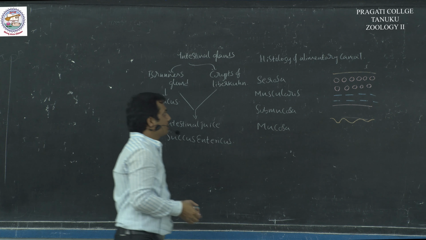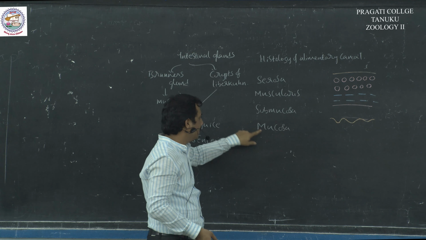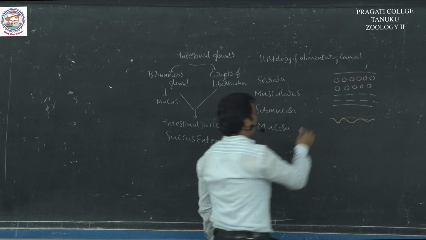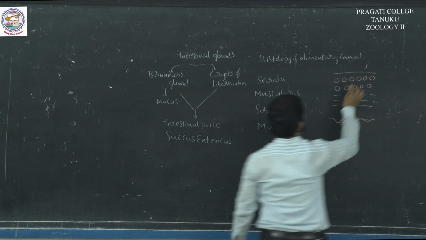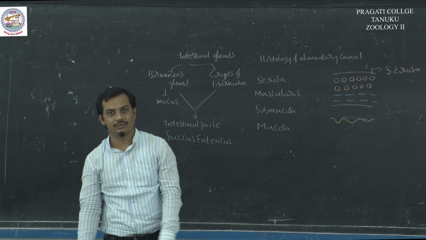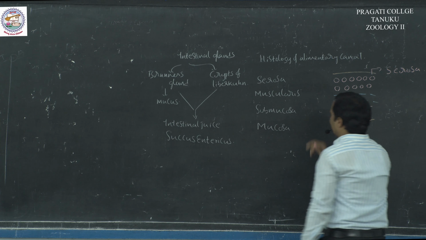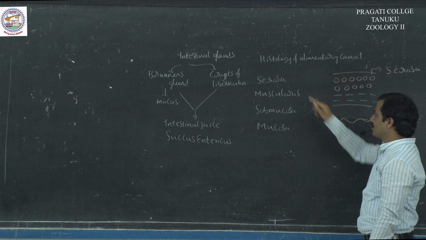So the wall of the alimentary canal, starting from the esophagus to the rectum, possesses 4 layers, namely the outer serosa, followed by the muscularis layer, then submucosa and the mucosa. So this is the serosa layer, and this serosa is made up of thin mesothelium, which has also connective tissue. Below the serosa, the layer we find is muscularis.